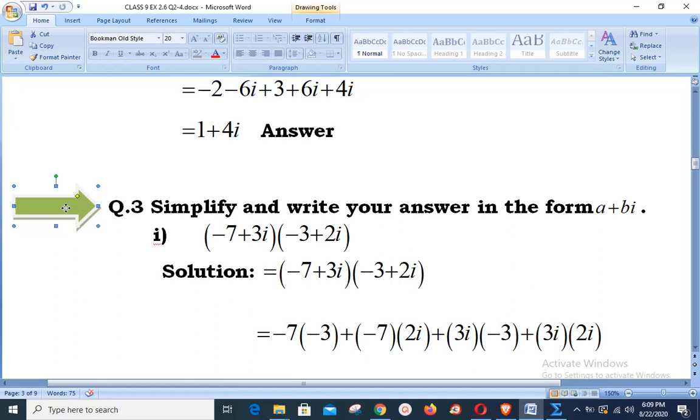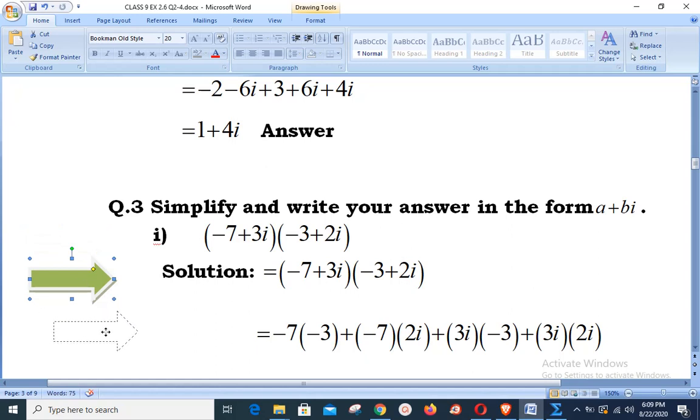Our next question number 3 is simplify and write your answer in the form a plus b iota. Part number 1 is minus 7 plus 3 iota multiplied with minus 3 plus 2 iota. Viewers, basically here we are going to study the multiplication of complex numbers. Solution, the first step is the same as the question.